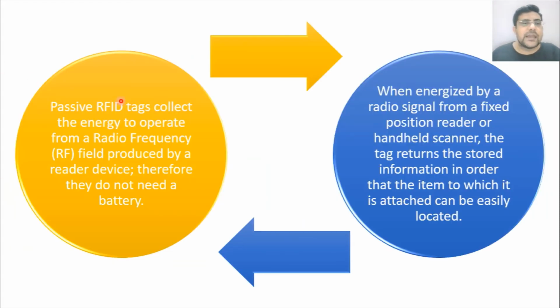The passive RFID tag collects the energy to operate from a radio wave field produced by a reader device. Therefore, they do not need a battery. The difference between active and passive tag is about the battery. The passive tag doesn't need any battery to function, and they generate energy to operate from the radio waves. That's why they are so cheap. We have already discussed this point.